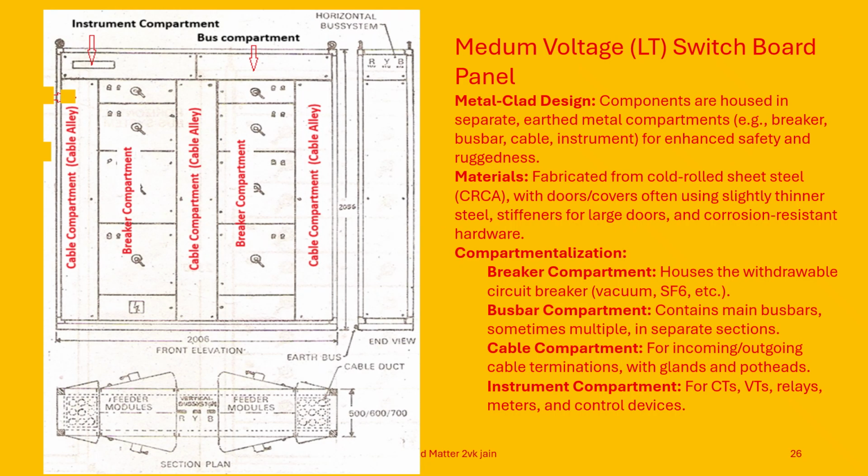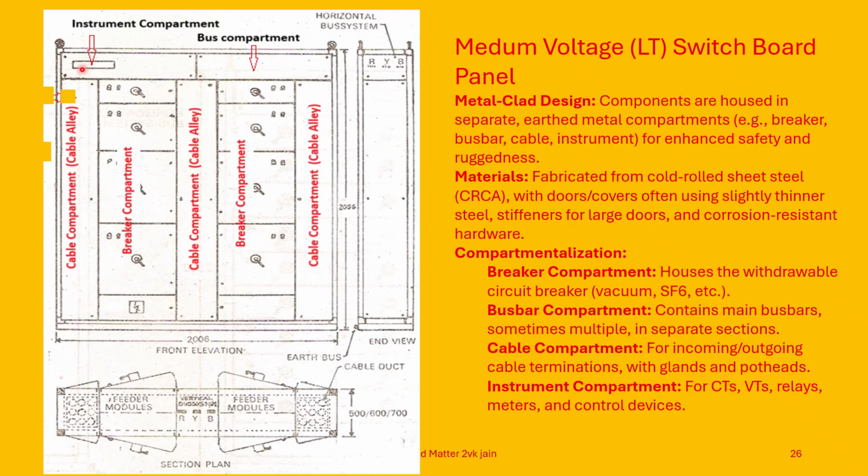Friends, we'll discuss now the medium voltage switchboard panel. The medium voltage switch MV panel is always metal clad design. Components are housed in separate earthed metal compartments, that is breaker, busbar, cable and instrument. I've shown all the four on the left hand side diagram. So let us take it.